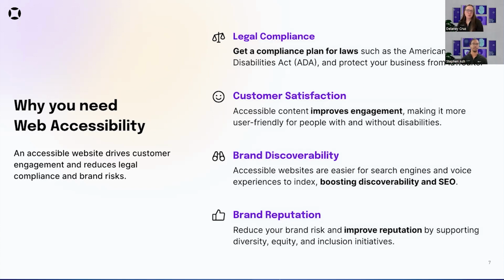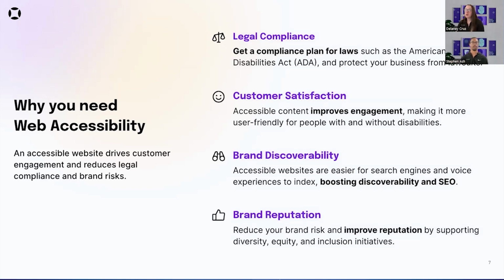Legal compliance is one that people are going to be pretty familiar with, in the fact that having an accessible website is required by law. Under the ADA, websites are deemed places of public accommodation, therefore they must be accessible to individuals with disabilities. When we talk about customer satisfaction, accessible content improves engagement, making it more user-friendly for people with and without disabilities. The disability community is an incredibly loyal and vocal community.